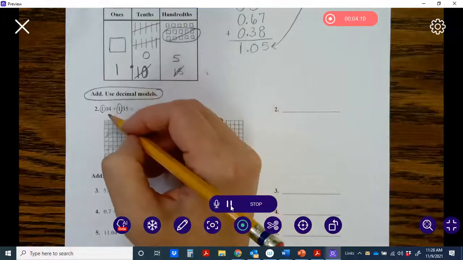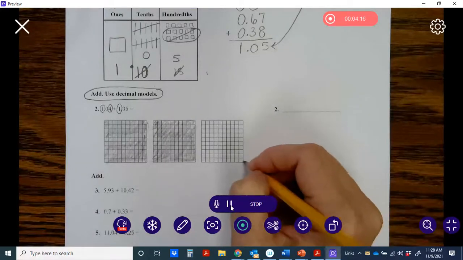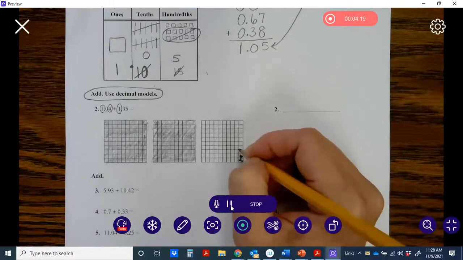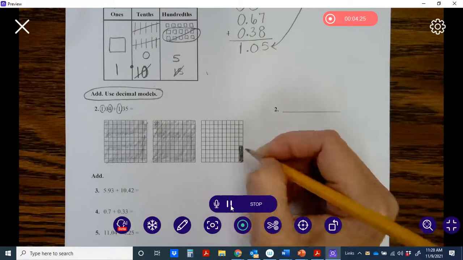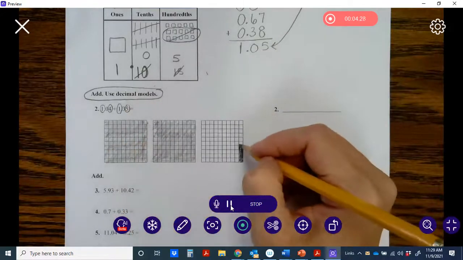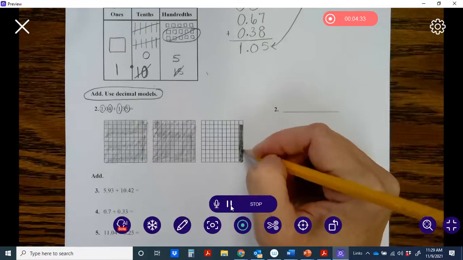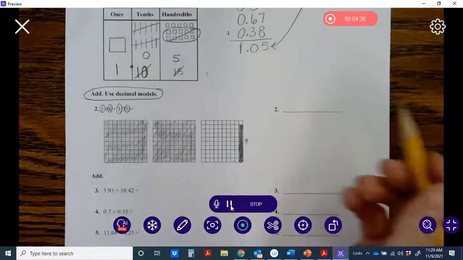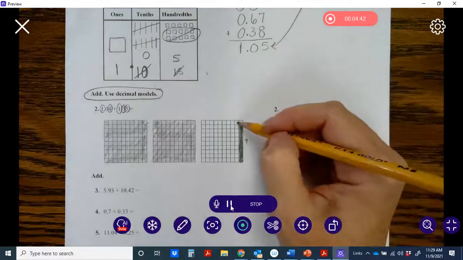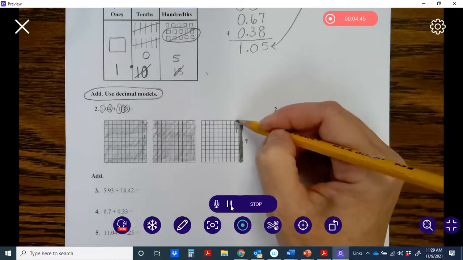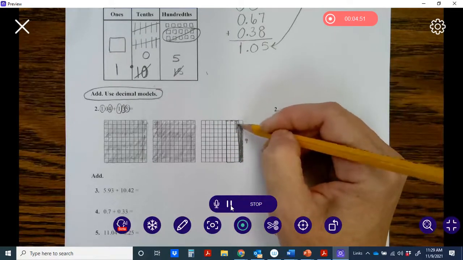All right, now here we have 4 hundredths, so I'm going to shade in just 4. 1, 2, 3, 4. And then I have 5. Okay, so that would give me a total of 9. Let me put a little 9 there. And then here I have 3/10, so that would be 3 total columns. 1/10, 2/10, 3/10. So that would be 3/10 right here, because I have 3 columns.